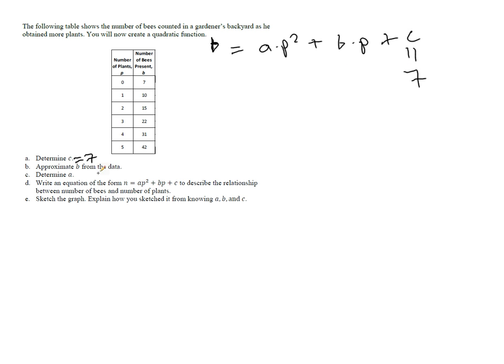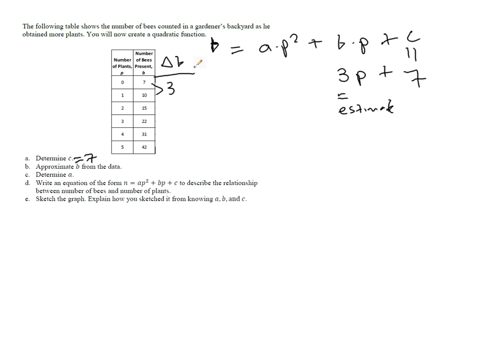Okay, approximate B from the data. That's the initial rate of change. The best we can really do is say, from 0 plants to 1 plant, the change in the number of bees is 3. So we would approximate that the initial rate of change is about 3. In a second we'll show how we can get this more precisely. This is an estimated value. We're using the best of our knowledge with respect to the data to find this.